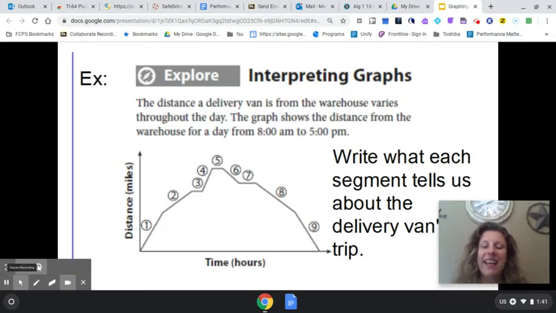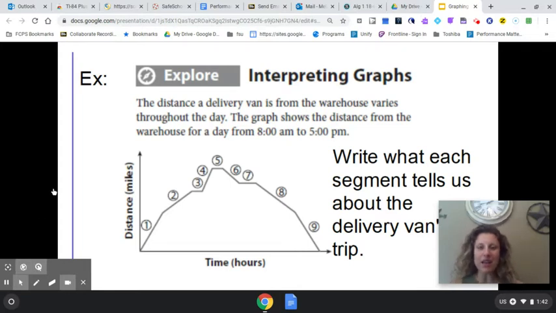Okay, guys, take out a sheet of paper and write a little story for this particular graph. It says the distance a delivery van is from the warehouse varies throughout the day. The graph shows the distance from the warehouse for a day from 8 a.m. to 5 p.m. Okay, so we want to identify the different segments of the graph, write a little story about what's going on with that delivery van during its trip during the day. Pause the video here and then unpause to get a possible response.